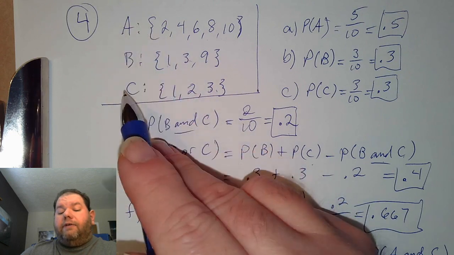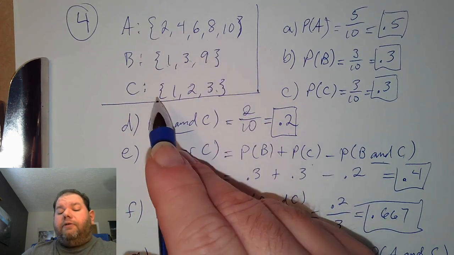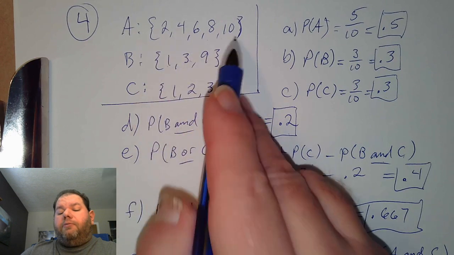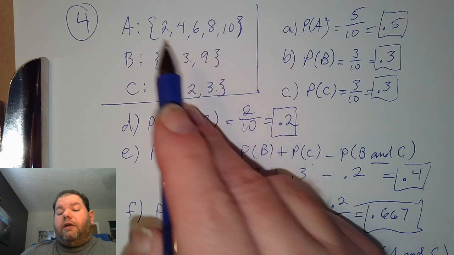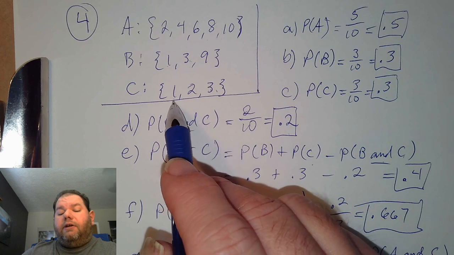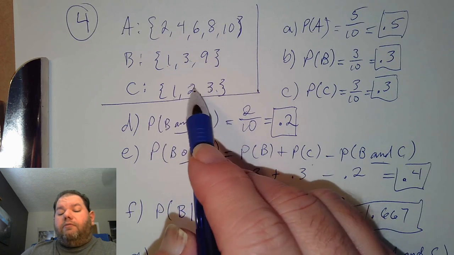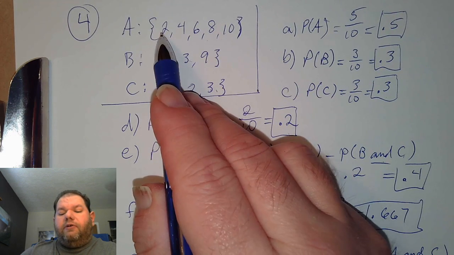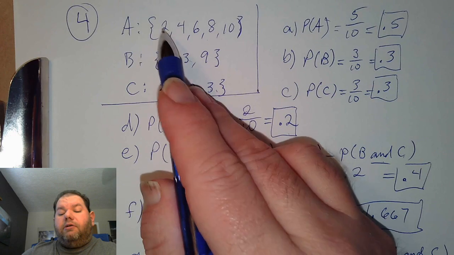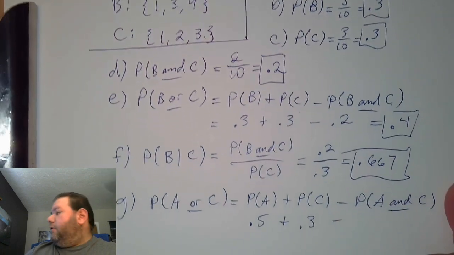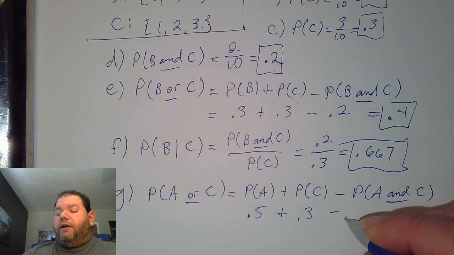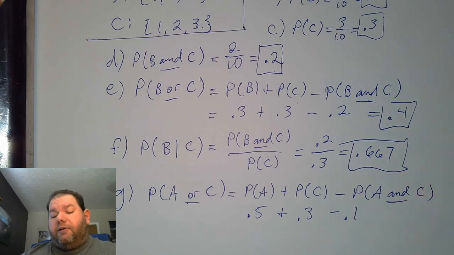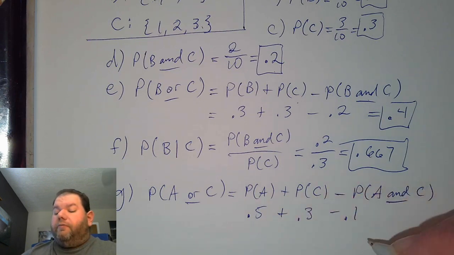Now again, A and C, that means we're looking at those two lists of numbers. Are there any numbers that they have in common? A is 2, 4, 6, 8, 10, or C is 1, 2, 3. So 2 is the only number that the two events have in common. So there's one number in common between them, and therefore a 1 in 10, or 0.1, probability of that occurring. And we combine those together, and that gives us 0.7.